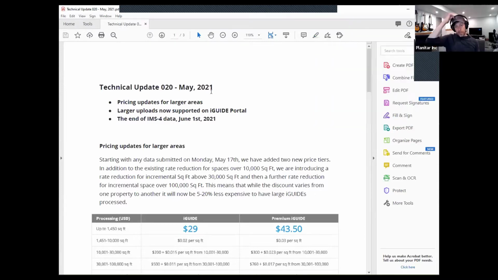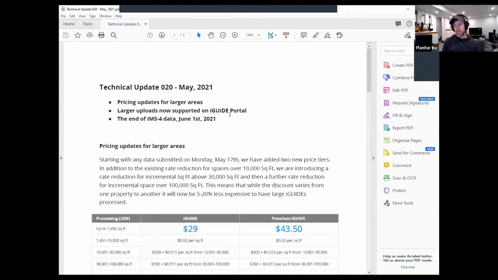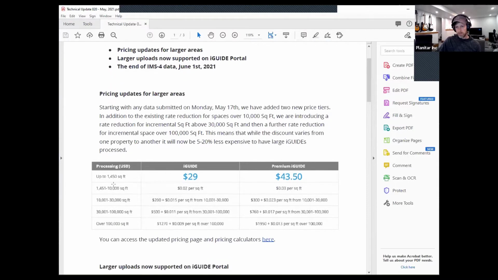Okay, so today's technical update is pretty important. It has some really cool stuff in it. The first thing is that there has been a pricing update. So when I say update, it's so much better than that. It's a price reduction. So hopefully you can see my screen right now.